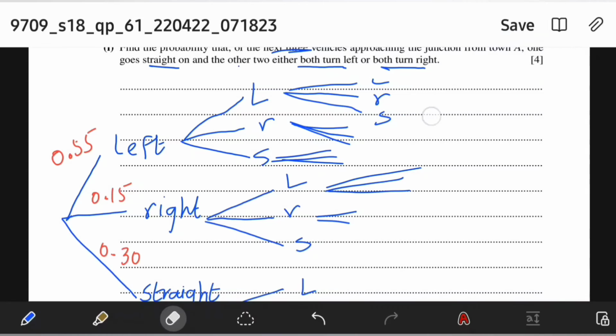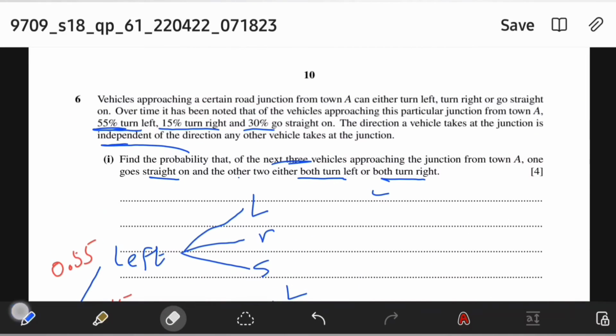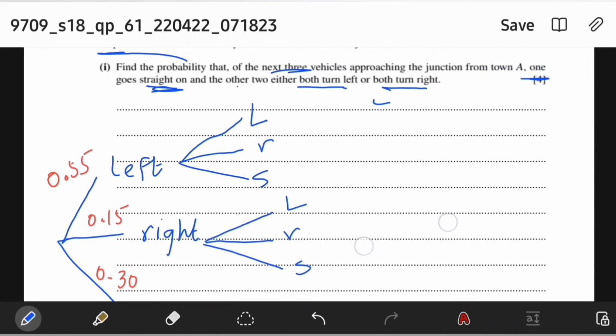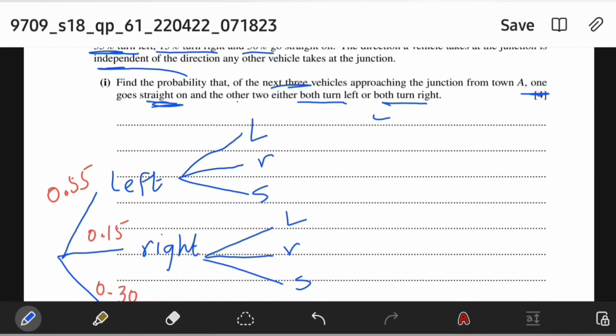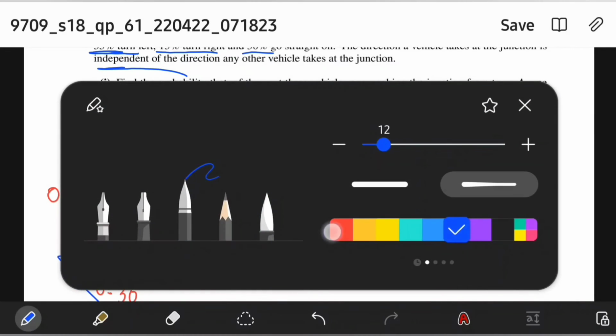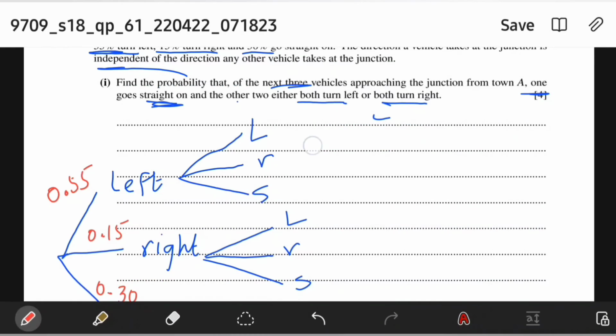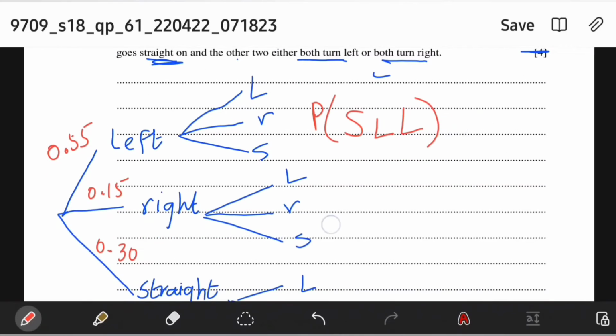Actually, you don't have to do all this stuff. You can do a much simpler way. Just read the question. It says that 1 goes straight on. So let's just forget about the tree diagram and say that firstly it goes straight, S denotes straight, and then left and left. We can take this first.